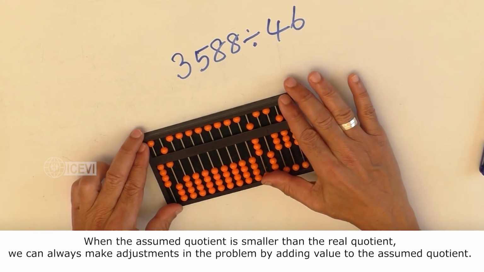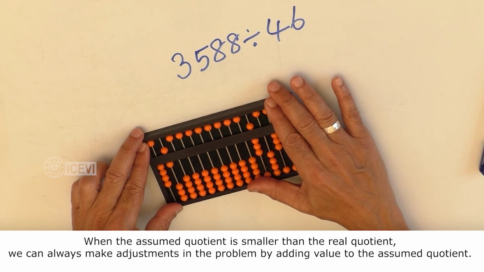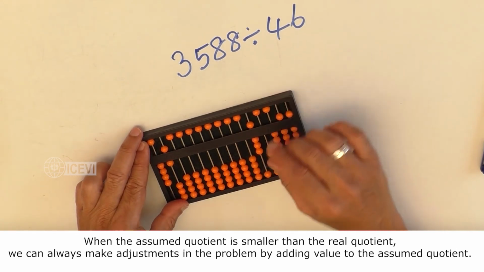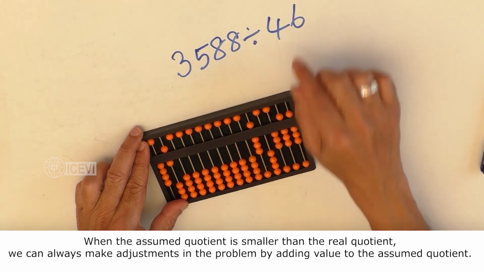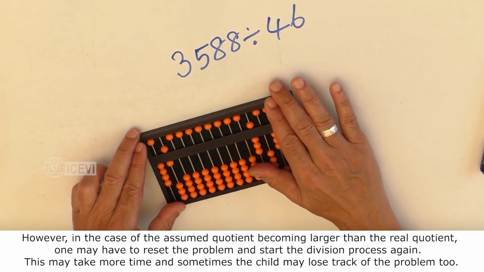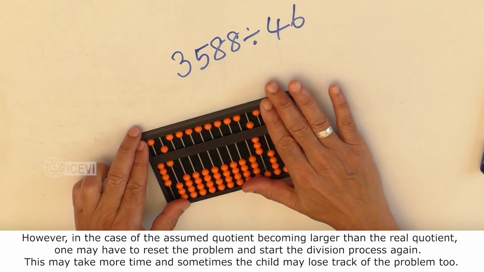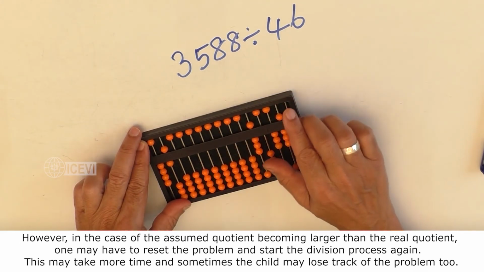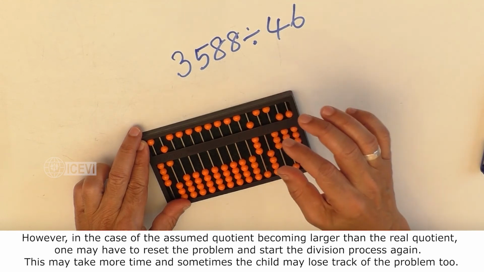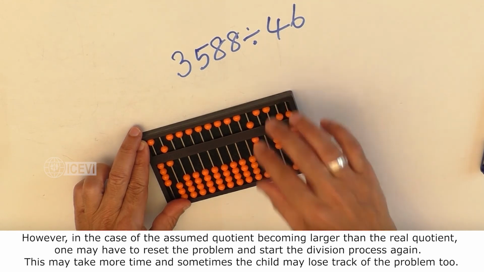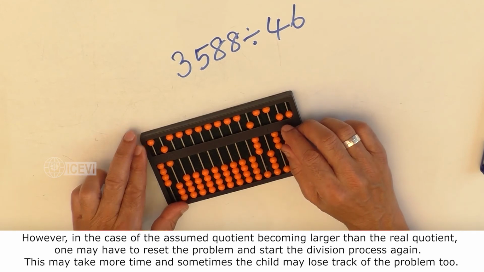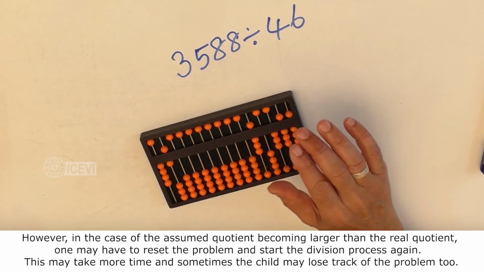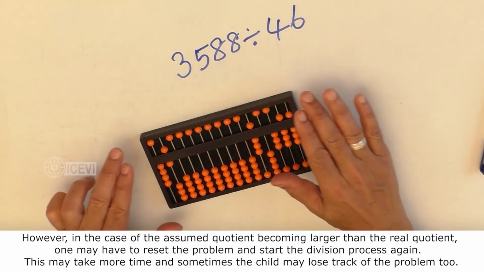When the assumed quotient is smaller than the real quotient, we can always make adjustments in the problem by adding value to the assumed quotient. However, in the case of assumed quotient becoming larger than the real quotient, one may have to reset the problem and start the division process again. This may take more time, and sometimes the child may lose track of the problem too.